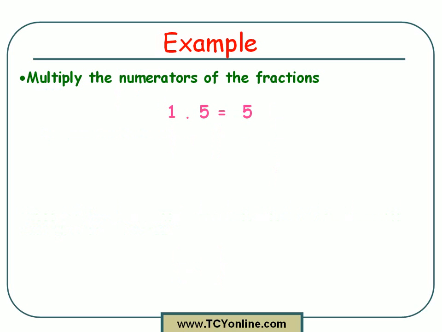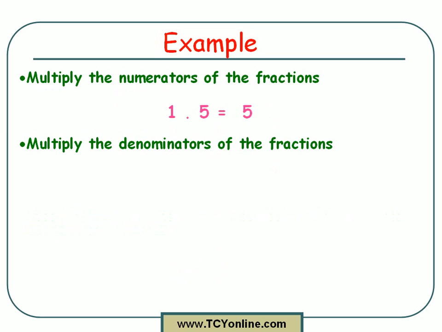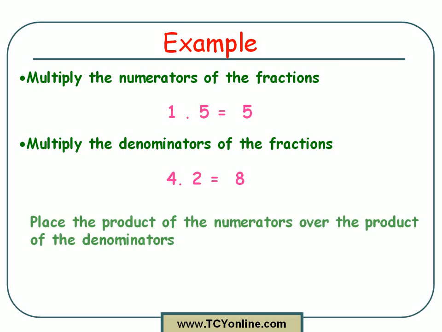Multiply the two numerators together. So 1 times 5 gives 5, which is the new numerator. Simply multiply the denominators of the fractions. So 4 times 2 gives 8, which is the new denominator. So now the new fraction is simply 5 over 8. Check if you can reduce this further. 5 over 8 cannot be reduced further. So our answer will be simply 5/8.